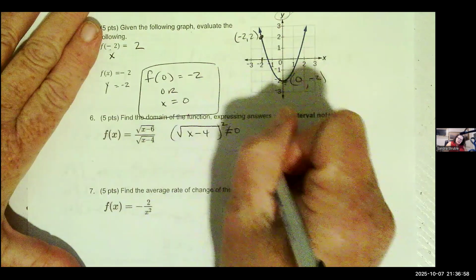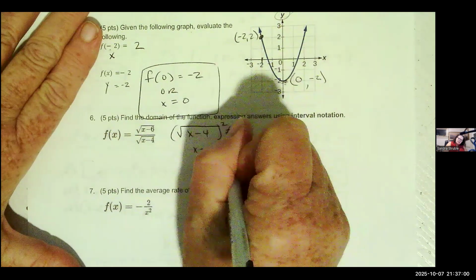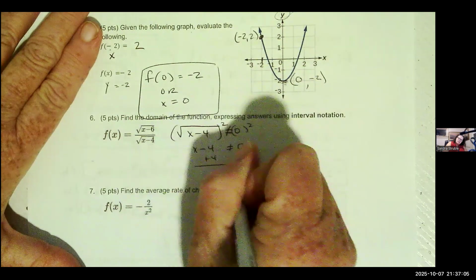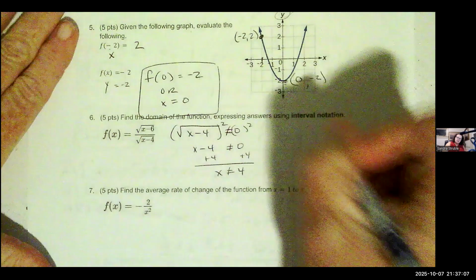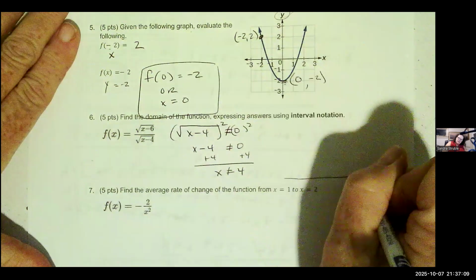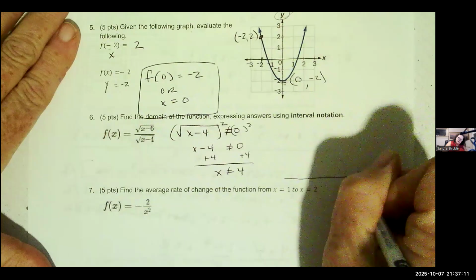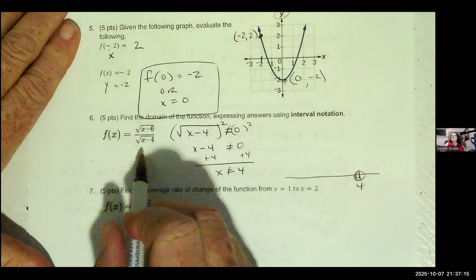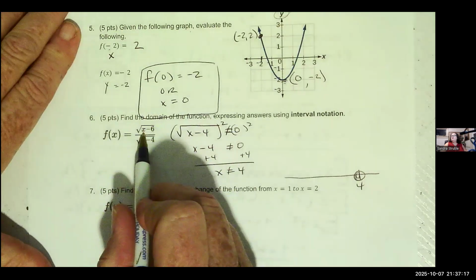So we have to square both sides. x minus 4 can't equal 0. Add 4 to both sides. So x cannot equal 4. Okay, so thinking about my number line, my 4 cannot be a part of it. So it's a circle.